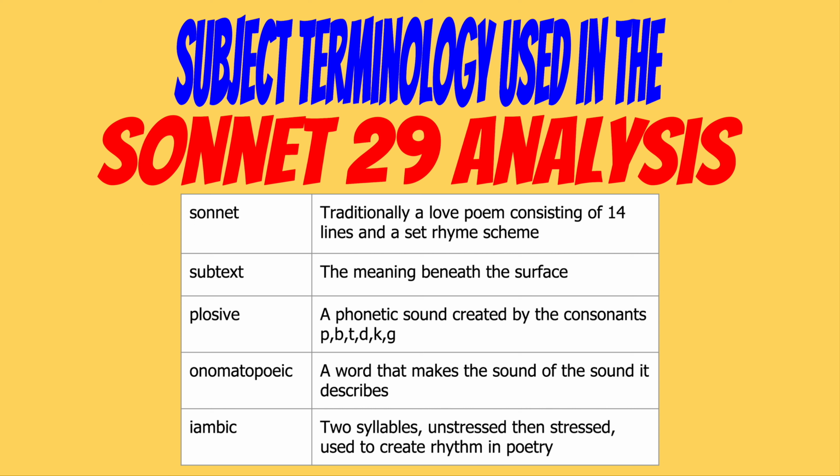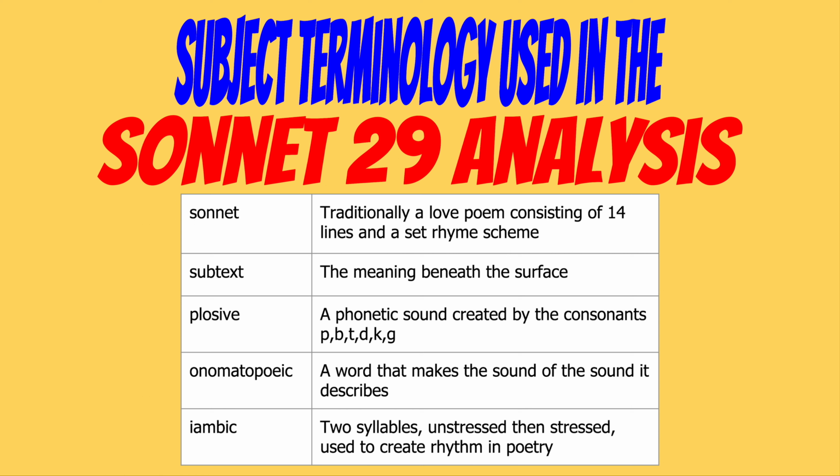Plosive is a word that describes the sound created by consonants P, B, T, D, K, G in their phonetic form. So it's that P, B, T, D sound effect of those consonants, and that's called plosive, and it's an effect that's created by using a combination of words featuring those consonants, and it's something that Browning does in this poem. Onomatopoeic, the adjective from onomatopoeia, you may be familiar with. So a word that makes the sound of the sound it describes. Like a word like pop, it actually describes the sound of something going pop, doesn't it?